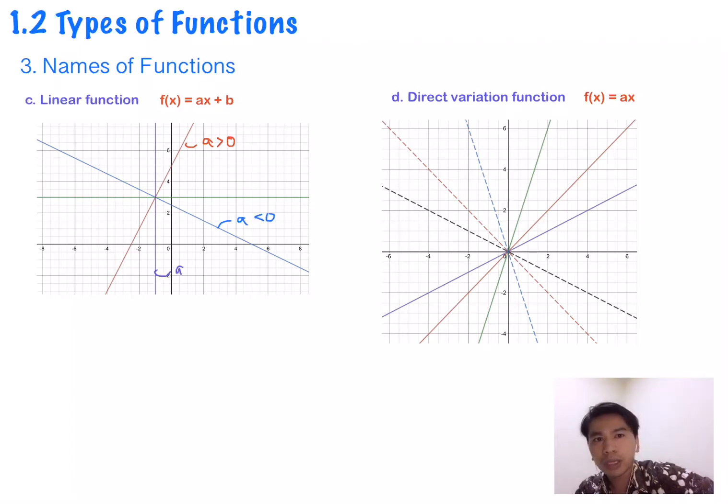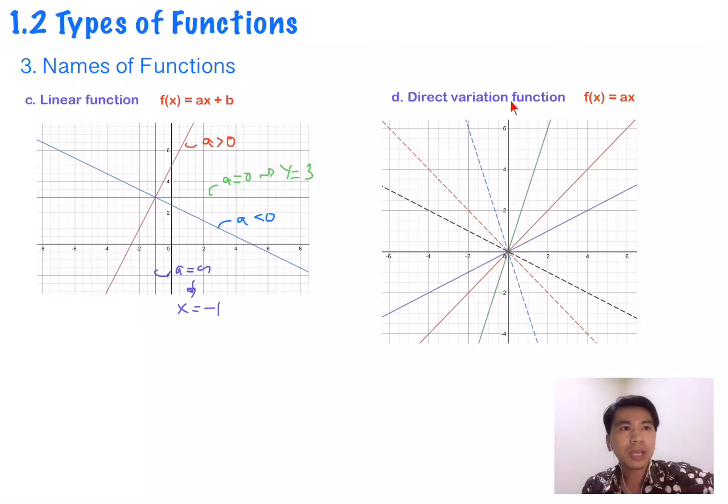The purple one will have a is undefined, and the green line will have a equal to 0. For this one, it's sometimes referred as y equal with constant, which is in this case y equal with 3. For the purple line, sometimes referred as x equal with constant, in this case x equal to -1.